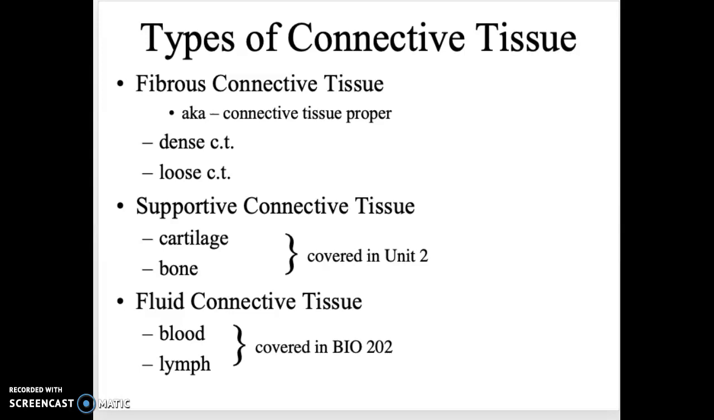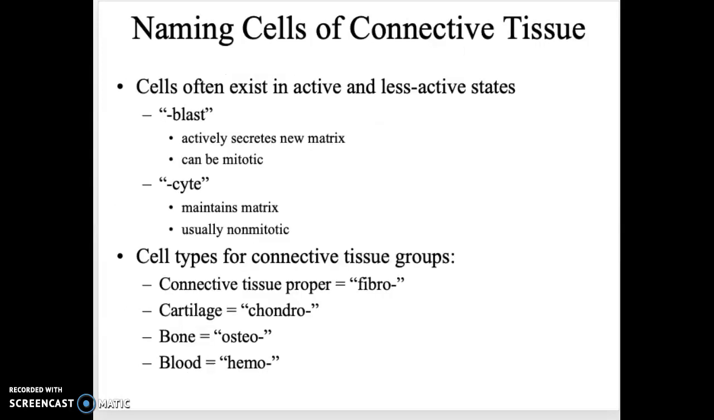So we have different types. This unit we're just going to go through fibrous connective tissue. We'll go through supportive connective tissue in Unit 2, and then fluid you guys will go through in Bio 202.